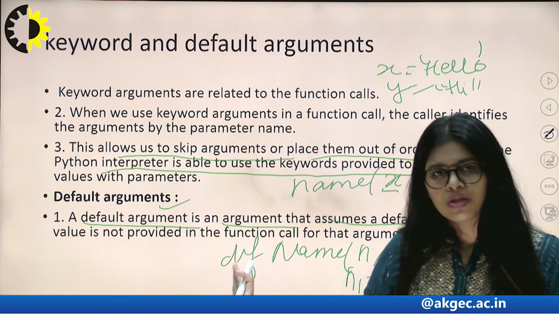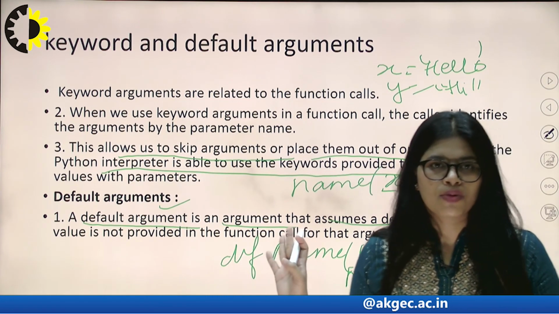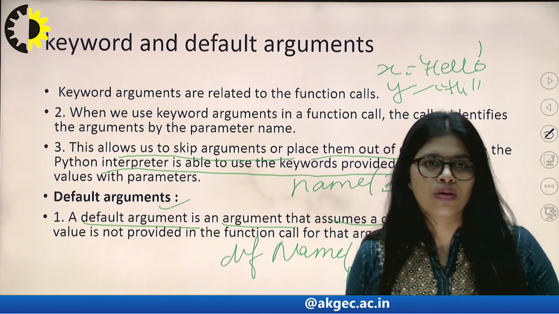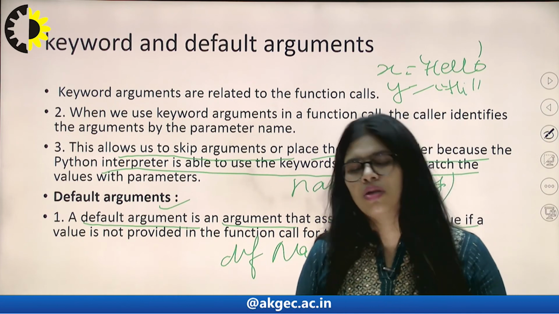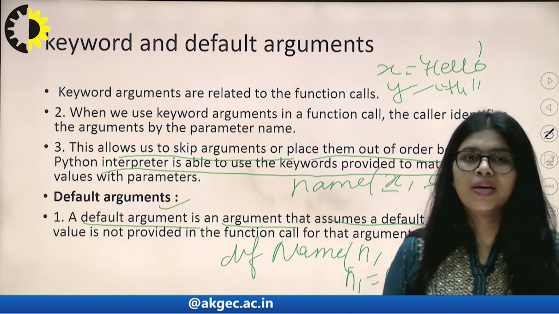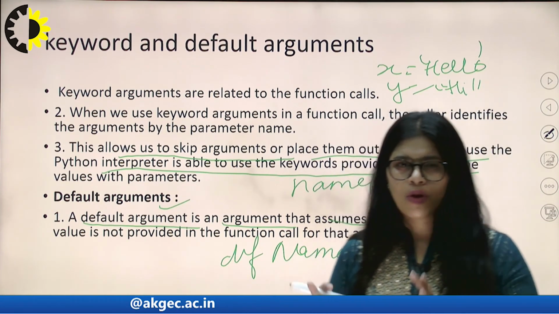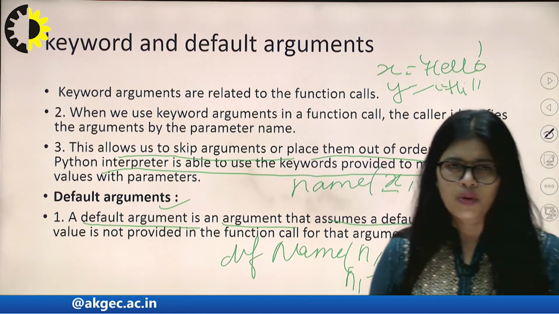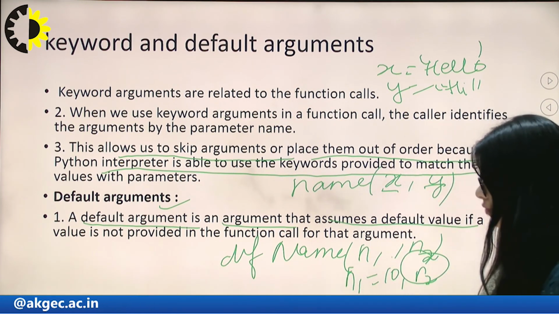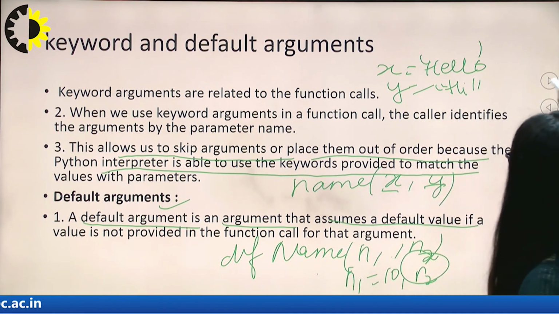After this discussion, we will discuss basic programs of the function where each and every concept is used. Then you will directly understand the basic concept of keyword and default argument. I will give you an example for these concepts also.